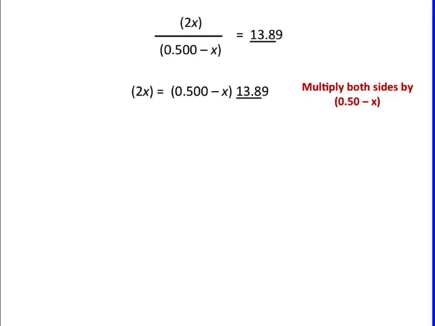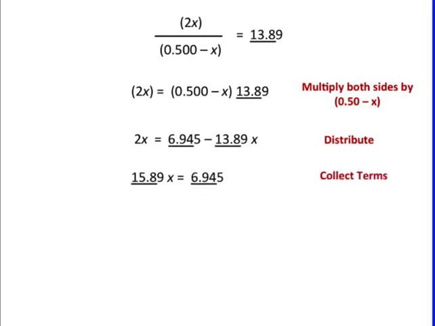Now we're here. Then we need to somehow get x all together. So what we're going to do is distribute this 13.89 into 0.5 minus x. And you get this kind of thing. Now, 2x plus 13.89x equals 15.89x. So that's on the left side. We're going to just basically add the term with x on it to both sides. That's equal to 6.945. Now finally you do the division and you can solve just for x.